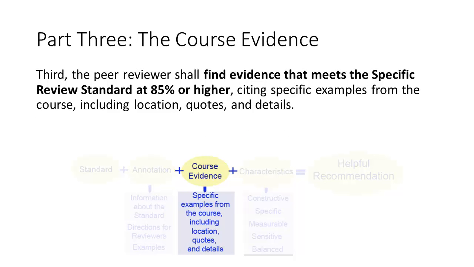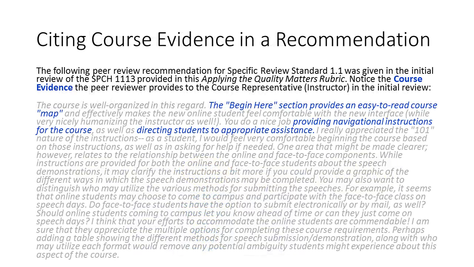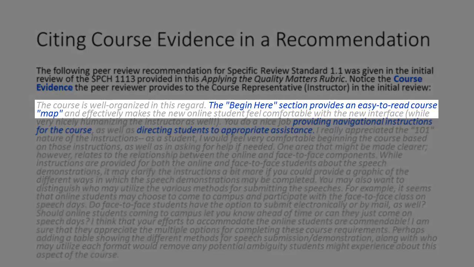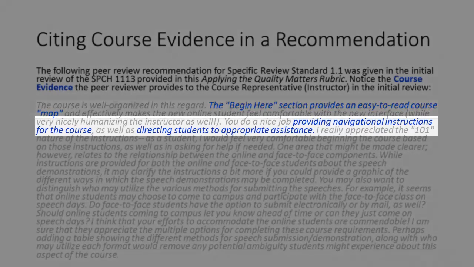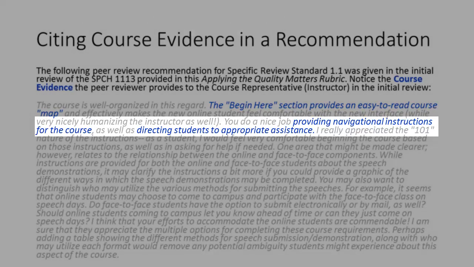Next, the peer reviewer shall gather evidence from the course that meets the specific review standard at 85% or higher, citing specific examples from the course. In this recommendation taken from the initial review of the public speaking course, the peer reviewer starts out his recommendation highlighting evidence he found in the course to support specific review standard 1.1. Introductions make clear how to get started and where to find the various components.